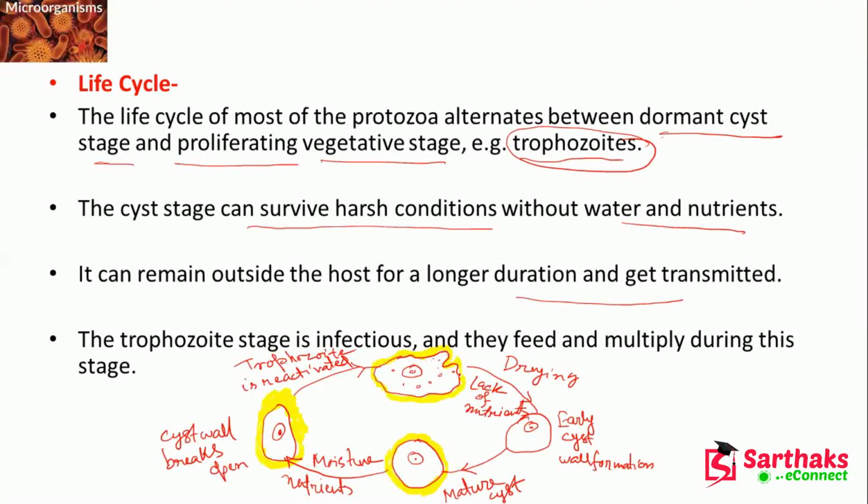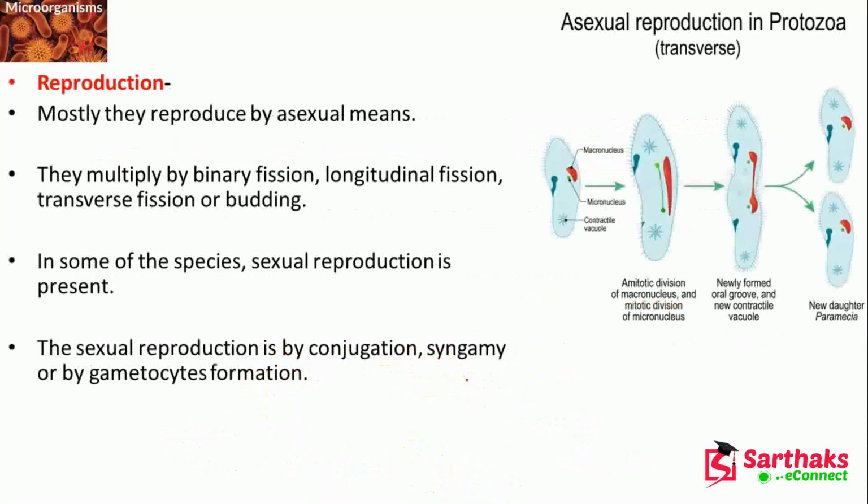The cyst stage can survive harsh conditions without water and nutrients, but it is a dormant state. In the trophozoite stage, we require moisture as well as nutrients. In this condition the trophozoite stage is very infectious, because it takes food and multiplies during this stage. Now the reproduction: this reproduction process we will study in the next lecture.